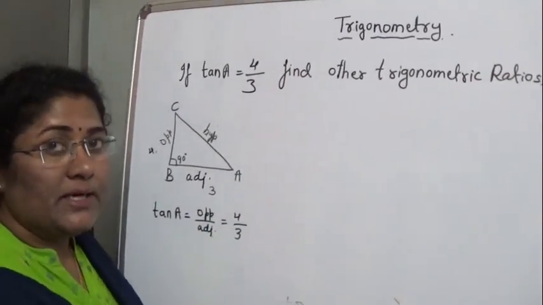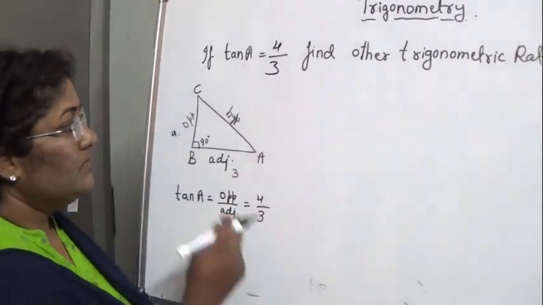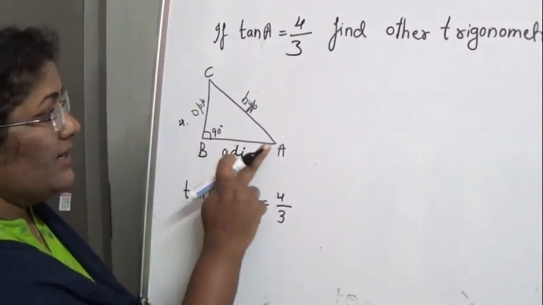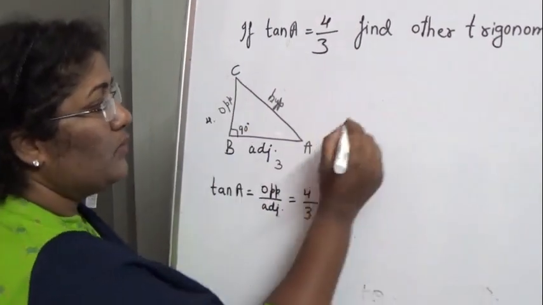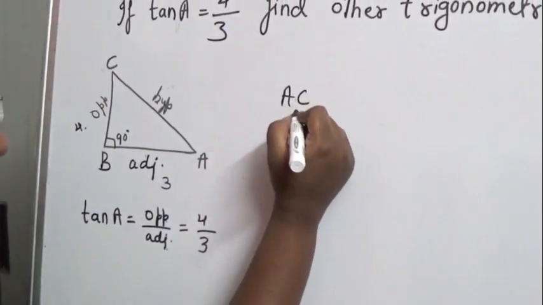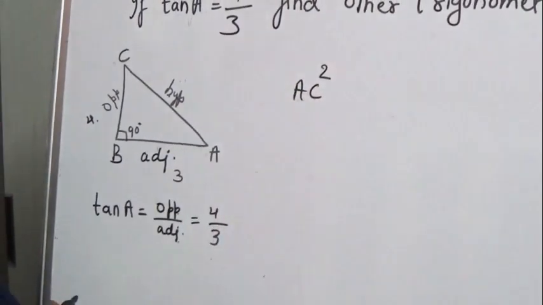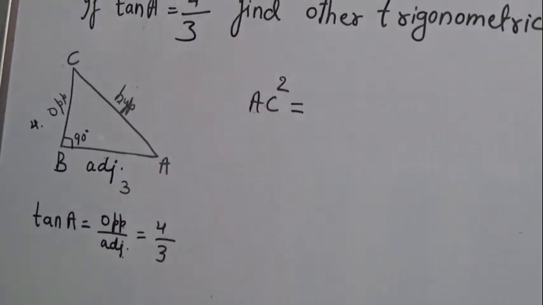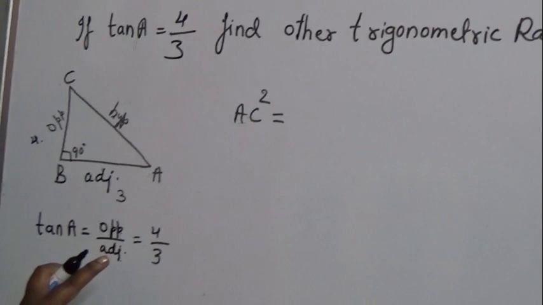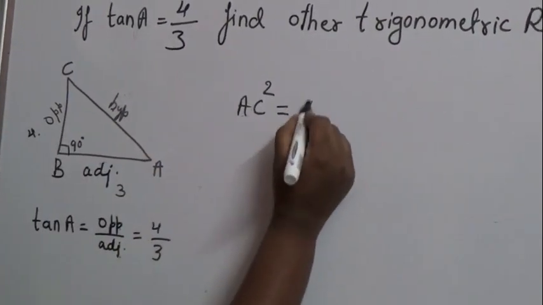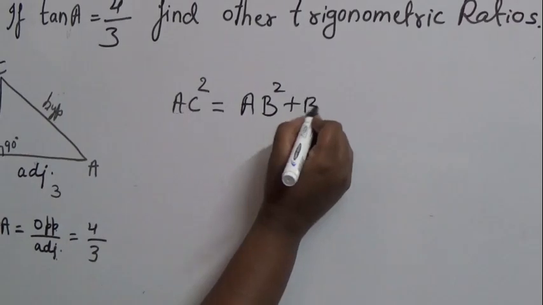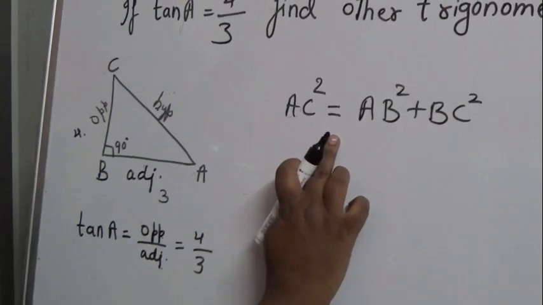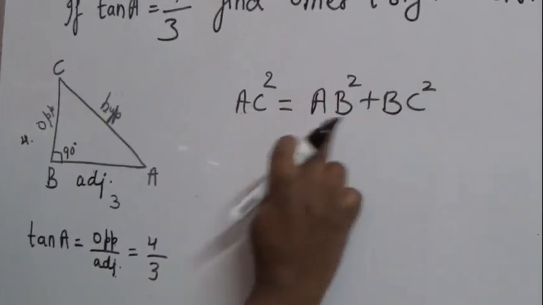What does the Pythagoras theorem say? In a right triangle, according to Pythagoras, the square of the hypotenuse, means AC is the hypotenuse, so AC square, is equal to the sum of the squares of the other two sides, means AB square plus BC square. This AC square is always equal to the sum of the squares of the other two sides.